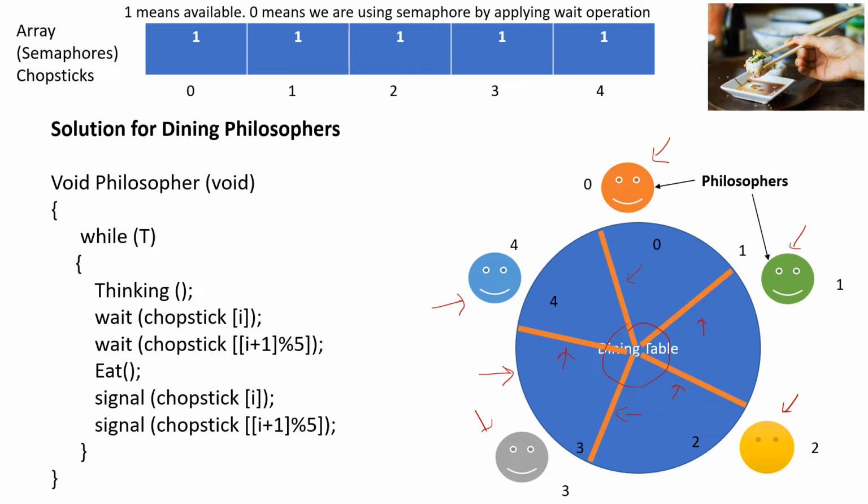So suppose philosopher 1 wants to eat, then she will need chopstick number 1 and chopstick number 2. If philosopher 4 wants to eat, then she will need chopstick number 4 and chopstick number 0.